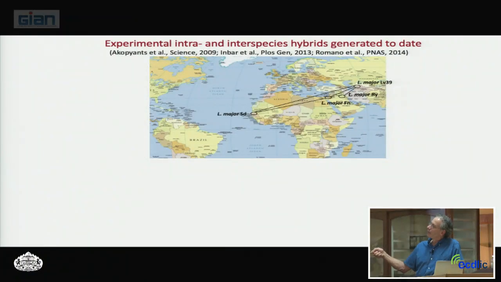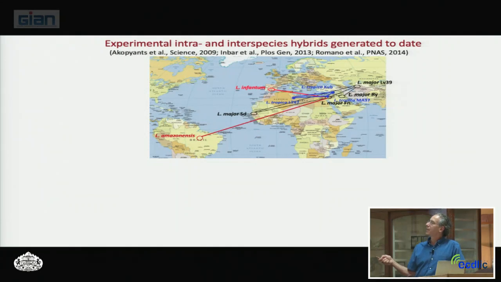So I'm just going to summarize some years of work showing the different strains that we've been able to hybridize in the sandflies. These are L. major strains from across the entire geographic range of Leishmania major. And in pairwise combinations, we could get them to have sex in these flies. And these are L. tropica strains. We could get different L. tropica strains to have sex with each other.